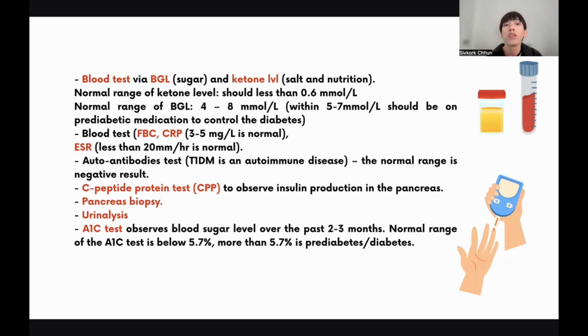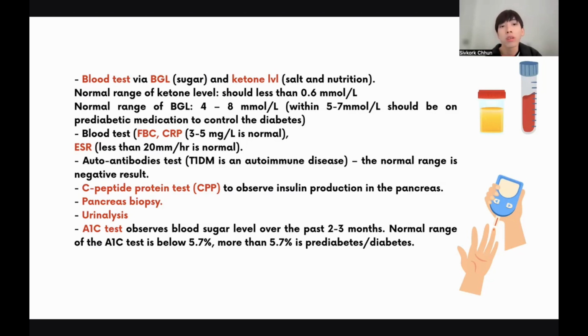C-peptide protein test, known as CPP. The C-peptide protein test is used to observe the insulin production in the pancreas. Again, this CPP test can observe how much insulin the pancreas can produce, or how much insulin we need. Pancreas biopsy is a rare diagnosis, but it can also observe if the patient has alterations to the pancreas function. Urinalysis is a urine test to observe any infections and the sugar level inside the urine.